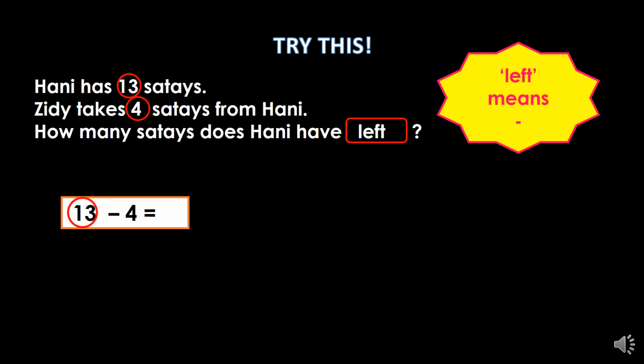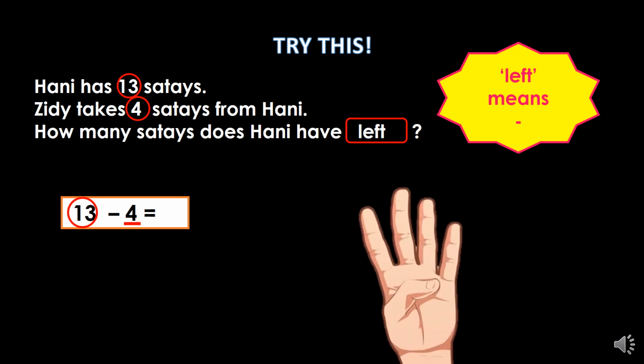Which one is the bigger number? 13. So we are going to start counting back from 13. Which one is the smaller number? 4. Let's have 4 fingers up.